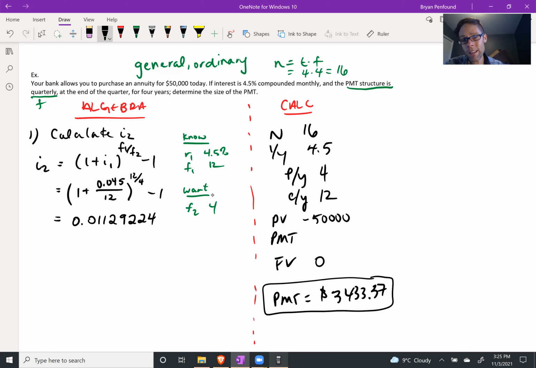Now, if I happen to need the nominal rate, I could multiply this by 4, but I don't need the nominal rate to finish this question. So I'm going to leave it as a decimal number. I'm going to leave it as I2.